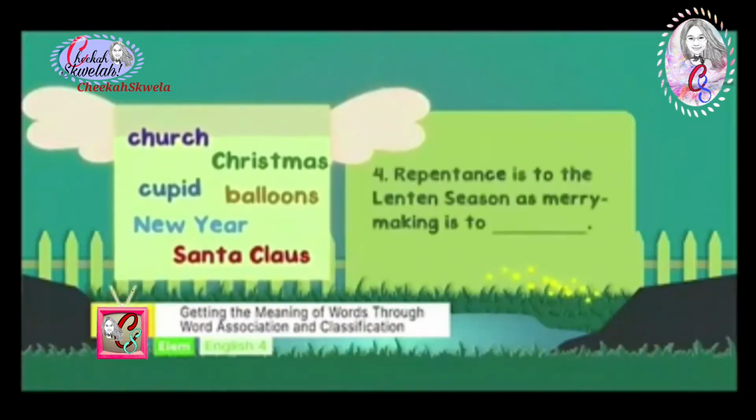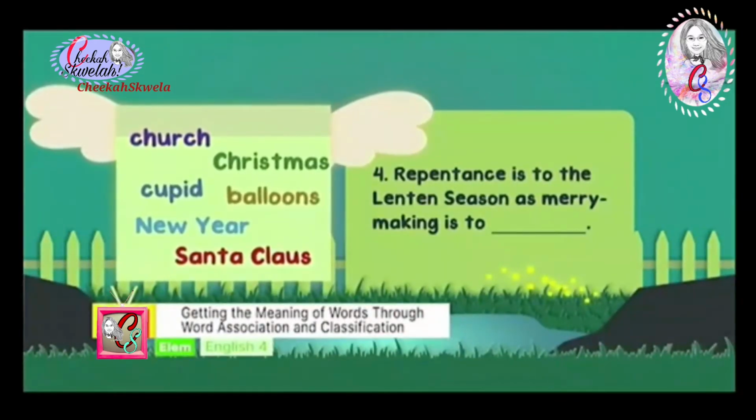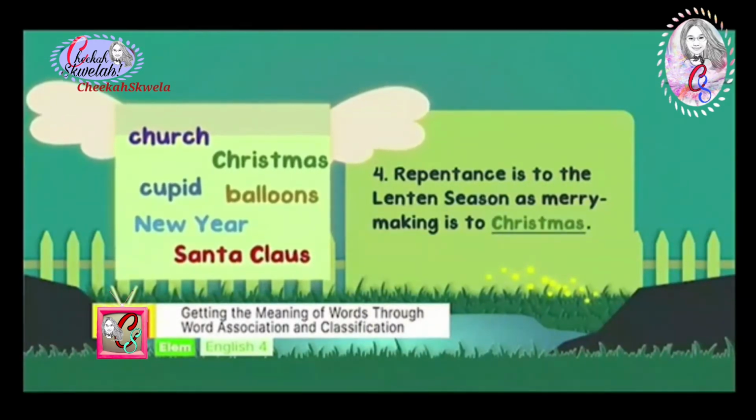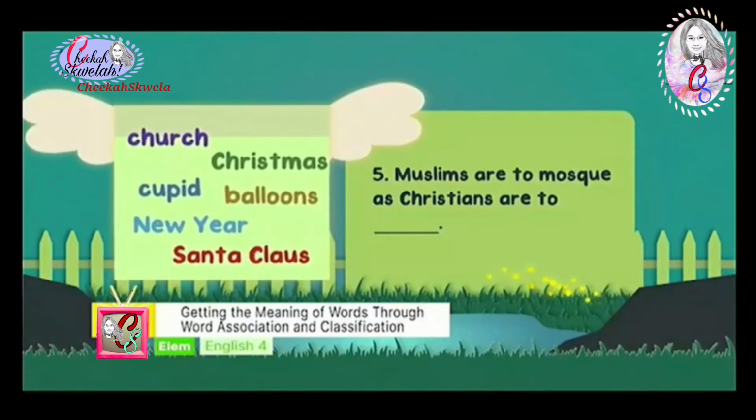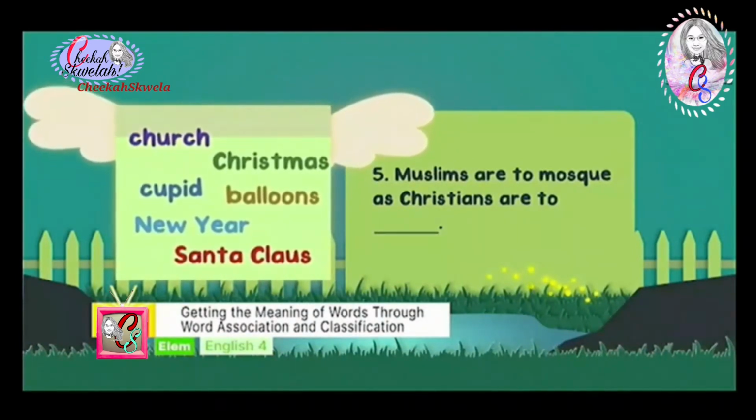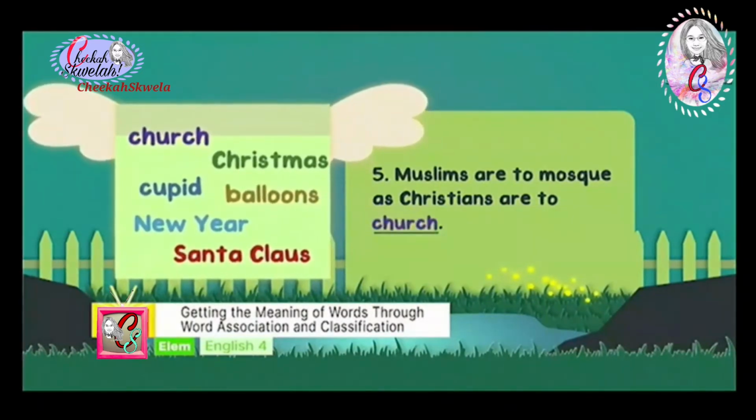For number 4, repentance is to the Lenten season, as merrymaking is to blank. Can you tell me what can be paired with the word merrymaking? You're right! Merrymaking can be paired with Christmas. And for the last item, number 5, Muslims are to mosque as Christians are to blank. If a mosque is the place of worship for Muslims, what can be the place of worship for Christians? Awesome! The answer is a church.